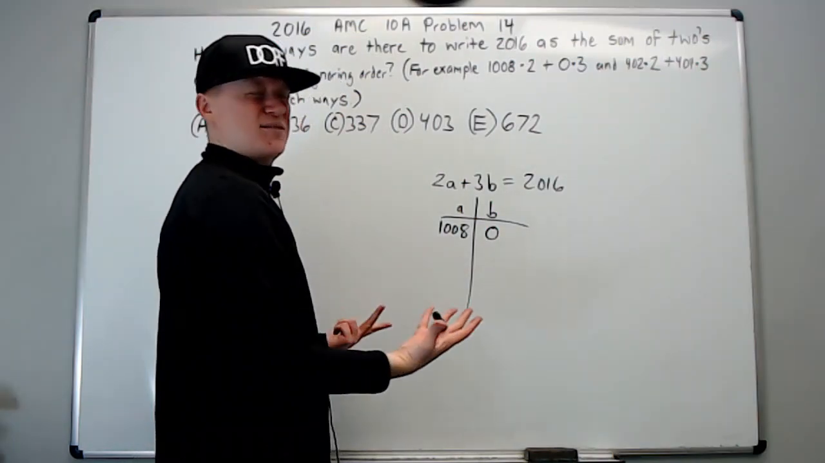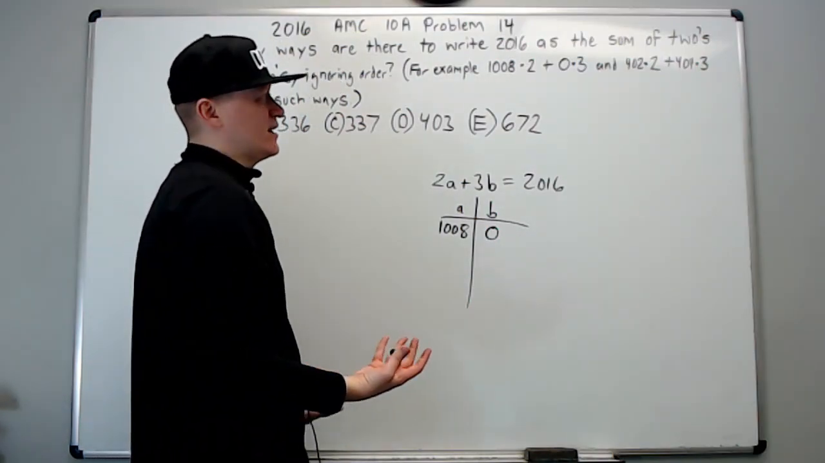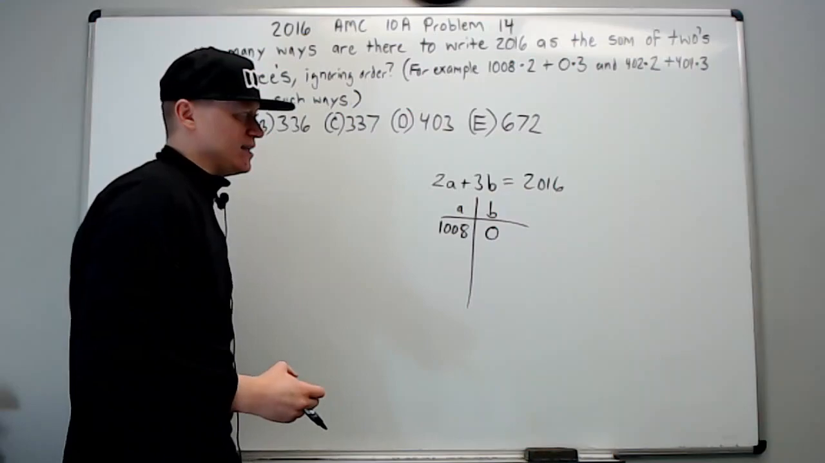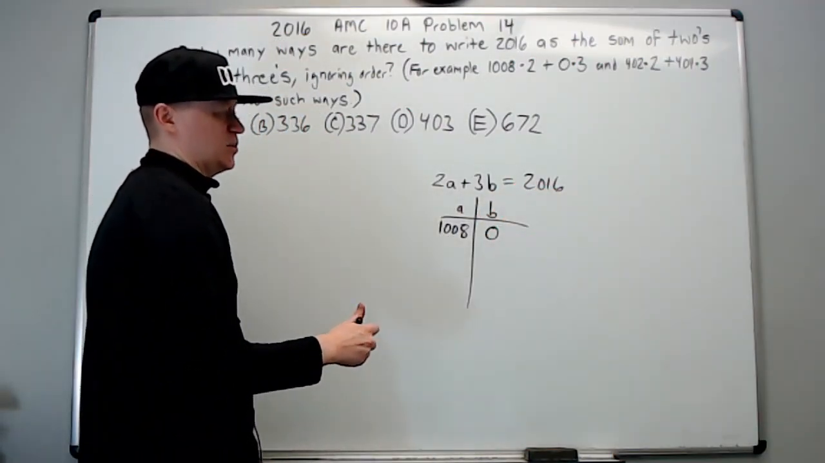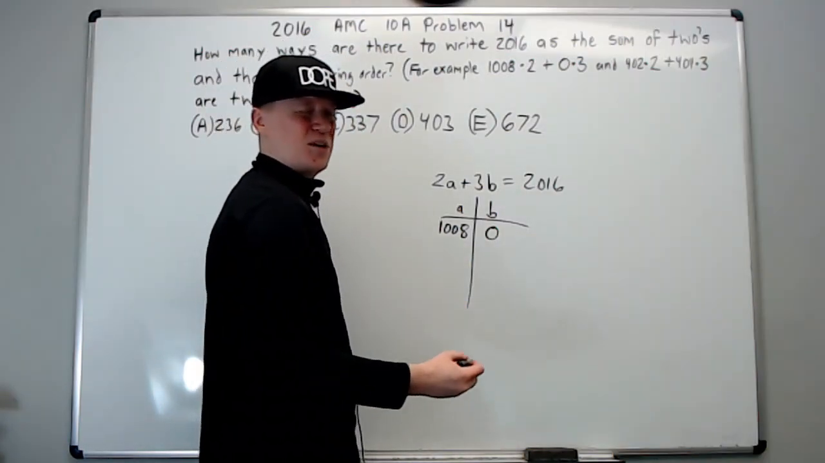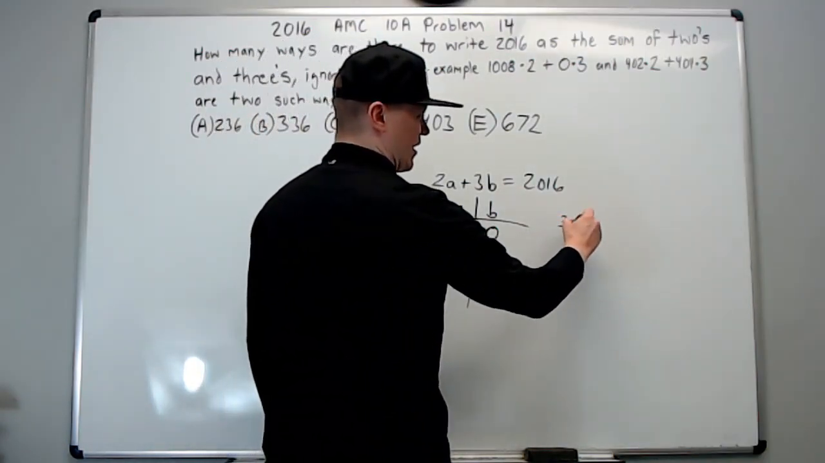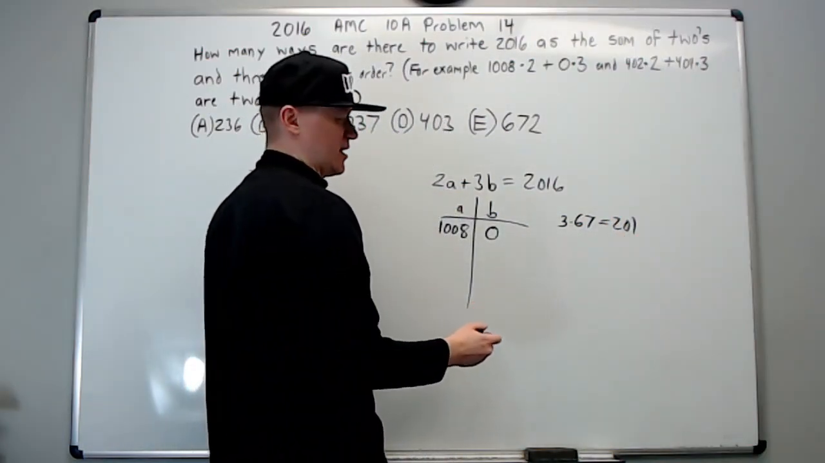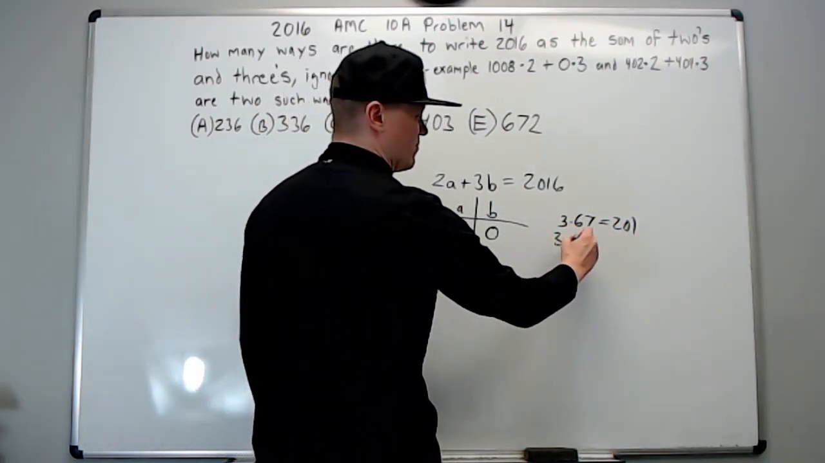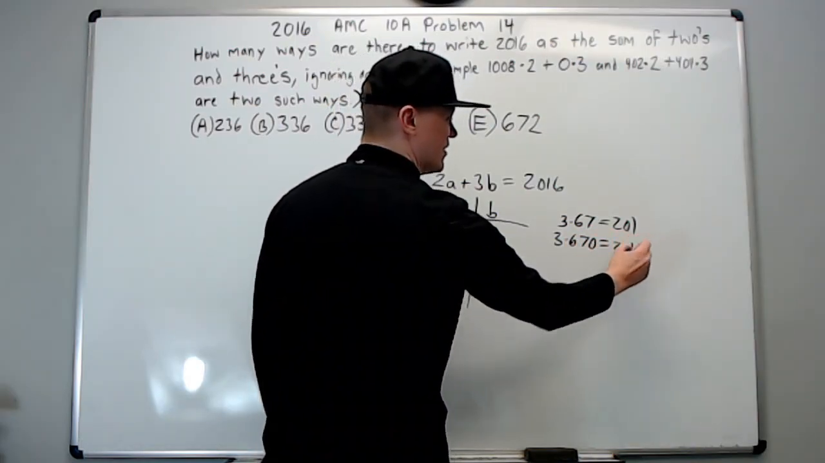Now, that also gives us an idea of where we're going to end. Is 2016 divisible by 3? Yes, because the sum of the digits is 9, and that's divisible by 3. You might know from previous problems that 3 times 67 is 201. A quick check mentally will tell you that's true. That means 3 times 670 is 2010.